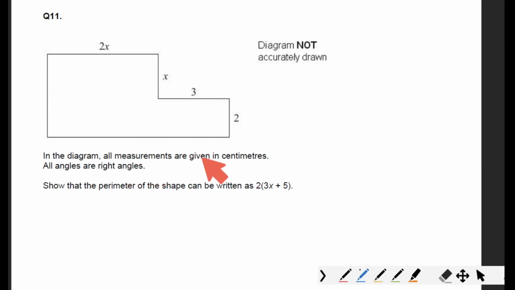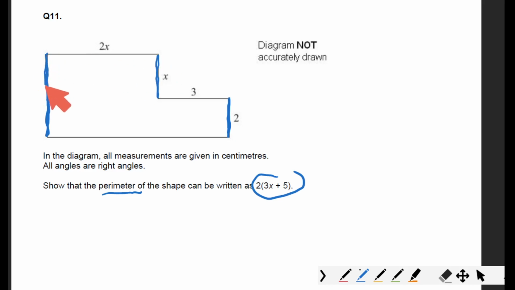In the diagram, all the measurements are given in centimeters, all angles are right angles. Show that the perimeter of the shape can be written as this. So what we need to do is to find the perimeter in terms of X. Perimeter means adding all the outsides, but you can see a lot of things are missing on the outside. This bit's missing. Now this bit over here has got something to do with this one and this one. Okay, they're all vertical, aren't they? They're all going up like this.